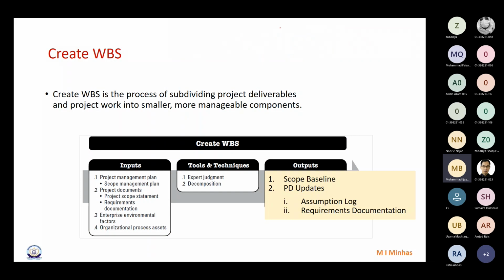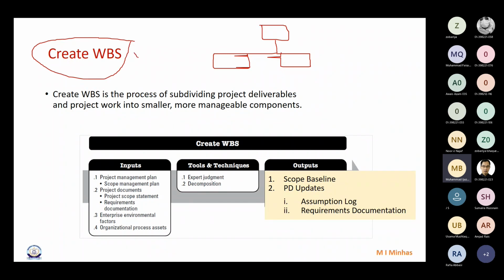Right. So now we have developed the scope statement. What next? Now time has come to break down this scope statement into smaller manageable chunks. And for that, we create a WBS. And again, you have studied this creation of WBS in enough detail in the first semester. Did you?